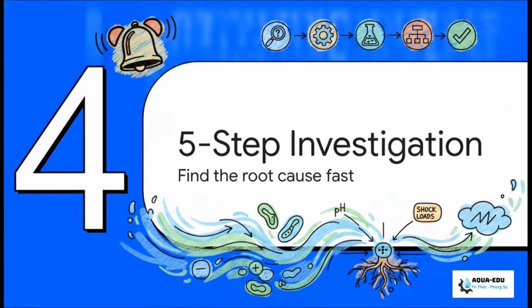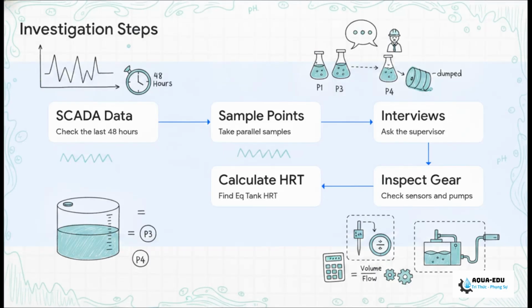All right, Section 4, the 5-step investigation process. Let's look at how to find that root cause incredibly fast. You've got to follow this 5-step checklist from the outside in. First, pull the SCADA data for the last 48 hours. Second, grab your bottles and take parallel samples at 4 key points across the plant. Third, go interview the production supervisor. Find out exactly what they dumped down the drain.